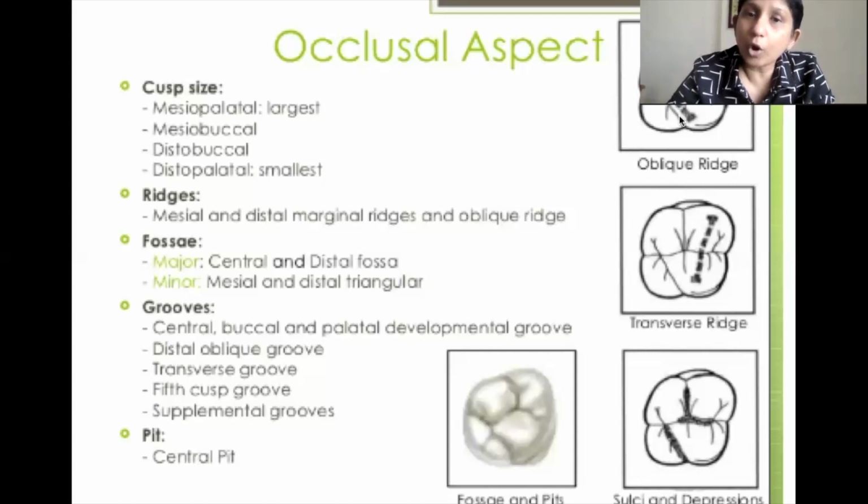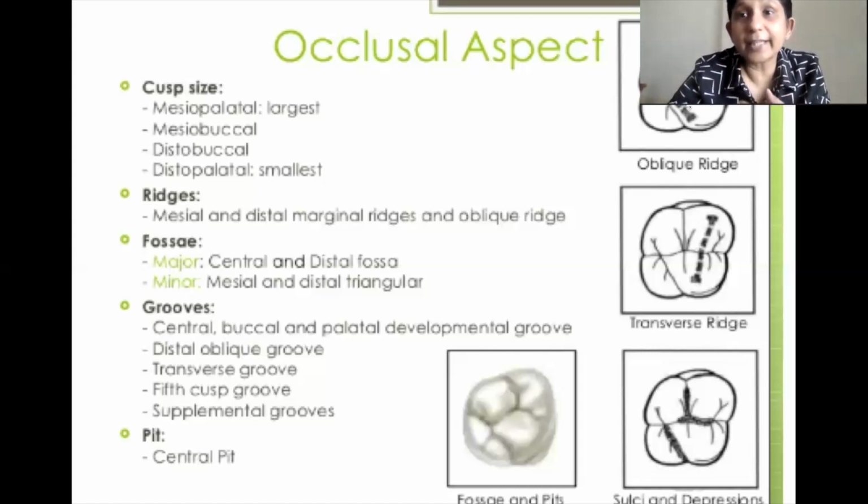So your oblique ridge will run from the mesiopalatal cusp to, because it is oblique, the diagonally opposite side of the mesiopalatal cusp. So what is diagonally opposite to the mesiopalatal? The opposite side of mesial is distal, and the opposite side of palatal is buccal. So obviously, for mesiopalatal, the diagonally opposite side would be distobuccal. So you have the ridge which is running from the mesiopalatal obliquely towards the distobuccal side.